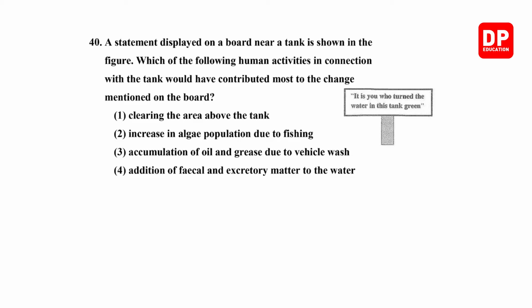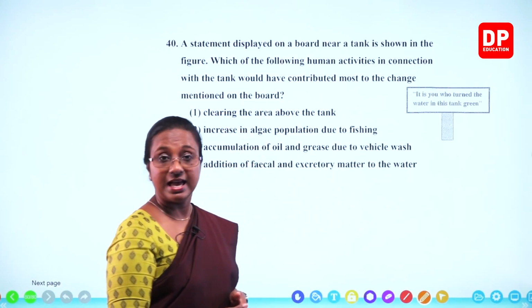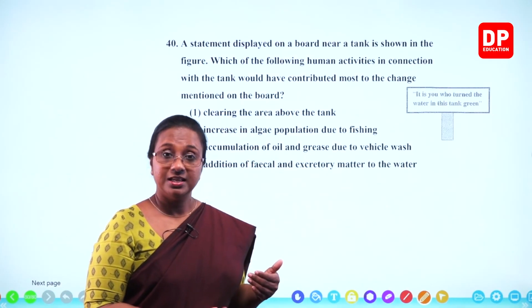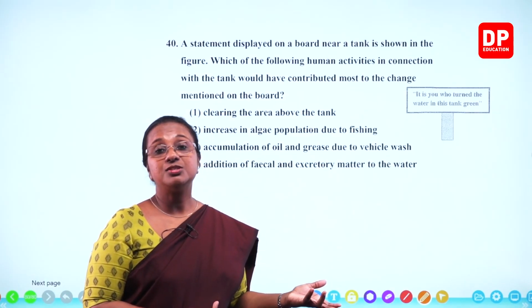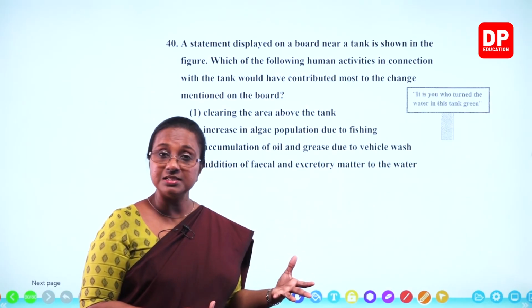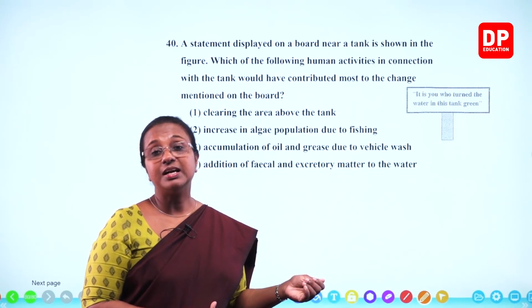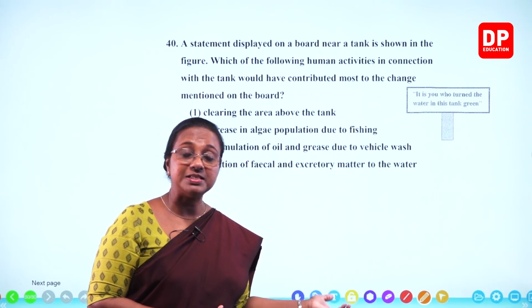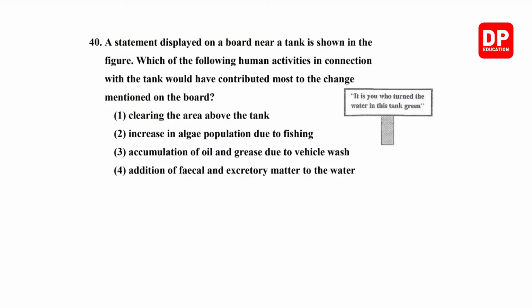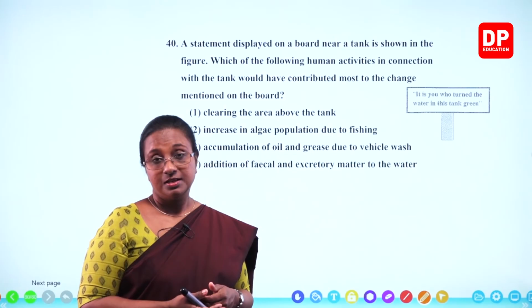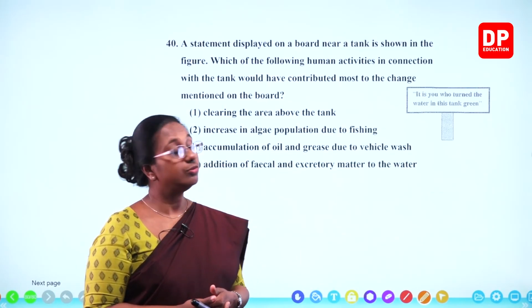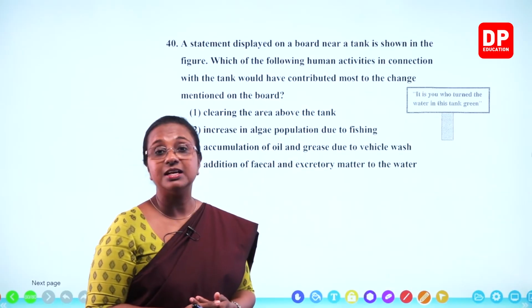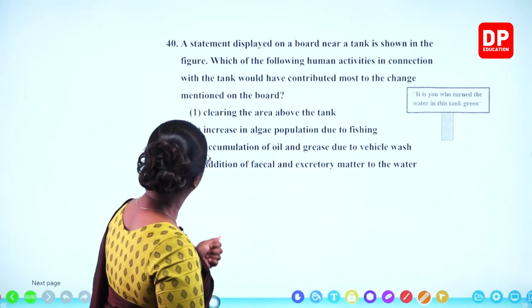So, now if we try to answer the question, here you can see a statement displayed on a board near a tank, as shown in the figure. It says, "It is you who turn the water in this tank green." Yes. Why? We are the people who use agrochemicals, we use materials from the industries, then detergents, and also fecal matter. Sometimes when people take their cows or goats or anything near the reservoirs, the fecal matter is also excreted into the reservoir, and all that contributes to eutrophication.